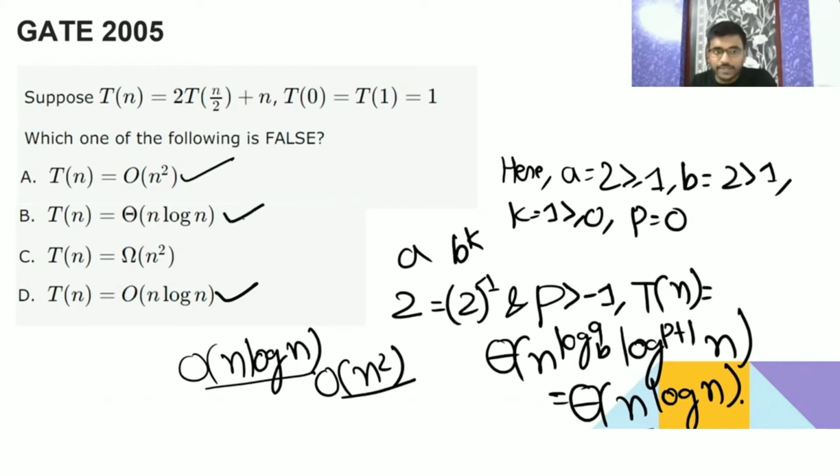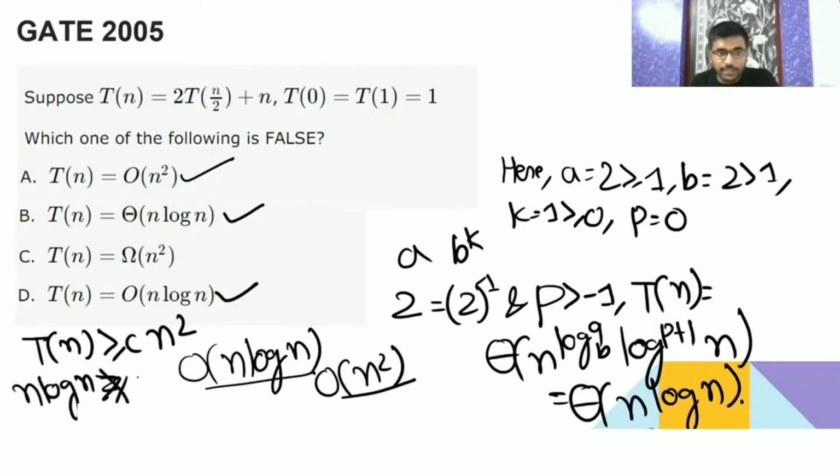N log n theta you can say, but it is saying omega. It is saying that Tn is greater than n square. Tn equal to omega means it is saying that Tn is greater than or equal to Cn square. But n log n is not greater than Cn square. But C is the correct option because it is false. It should be big O. N log n is not greater than n square.